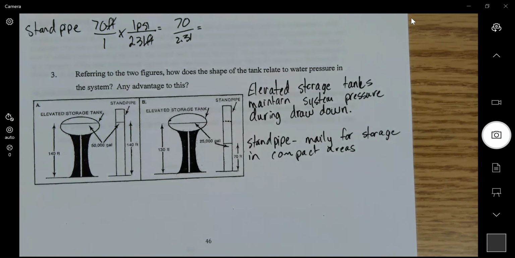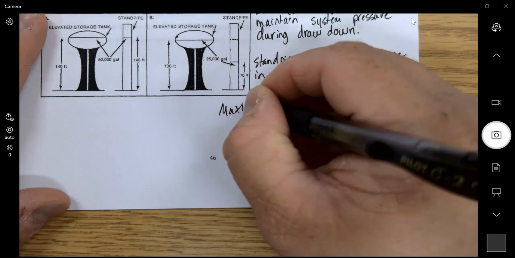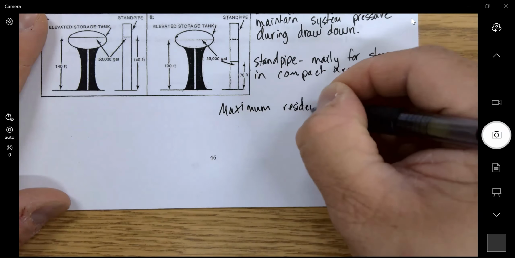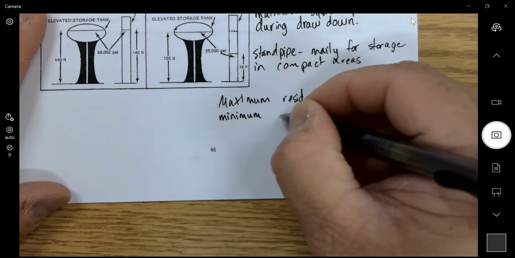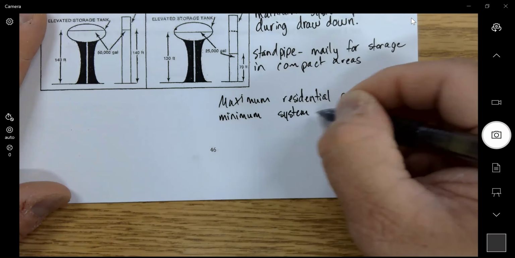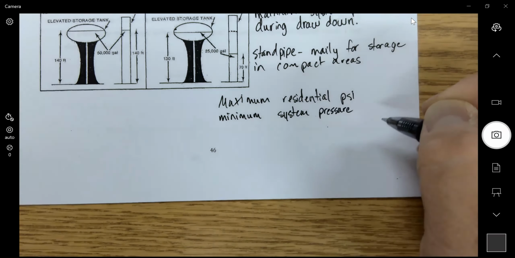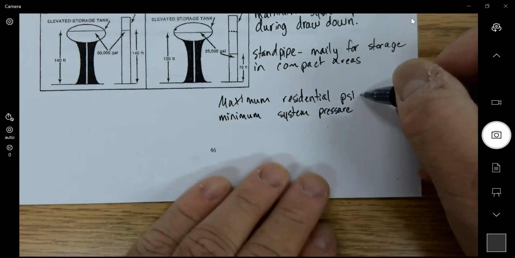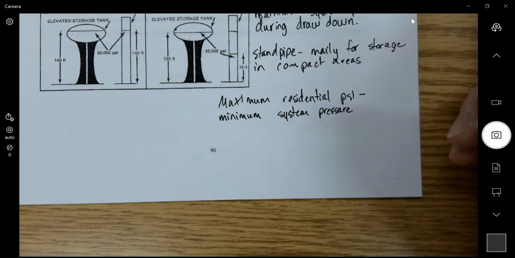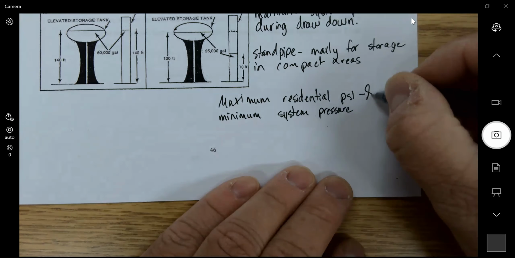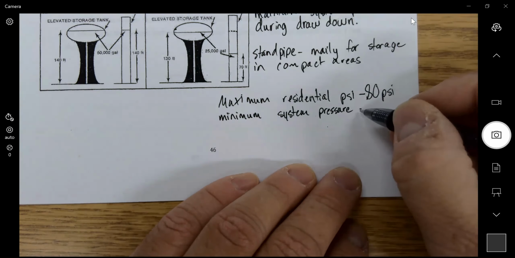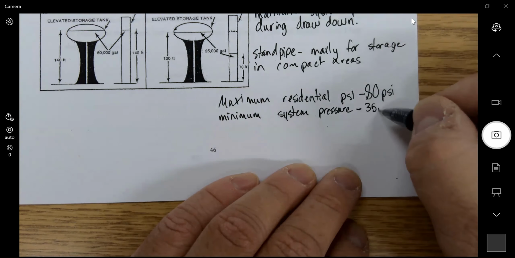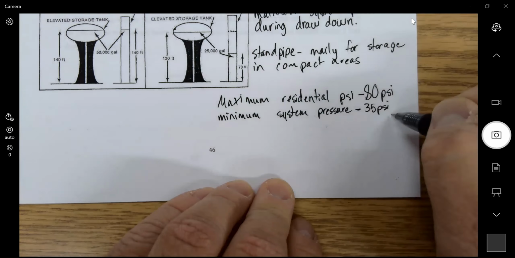All right, so there's a couple things. Maximum residential PSI, I want to cover real quick before we leave, and then there's a minimum system pressure. So going into a customer's home, do you know what the maximum allowable PSI is? At their service line going into their house, it used to be 100 PSI, but in like 2016, it changed to 80 PSI. Maximum residential PSI going into the home is only 80. Okay, so minimum system pressure: what is the minimum that's allowed to be in your water mains? It is 35 PSI normal. Not allowed to be under 35.